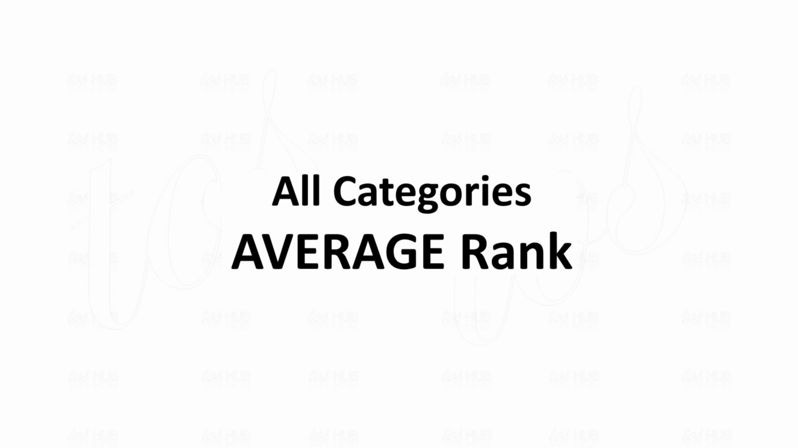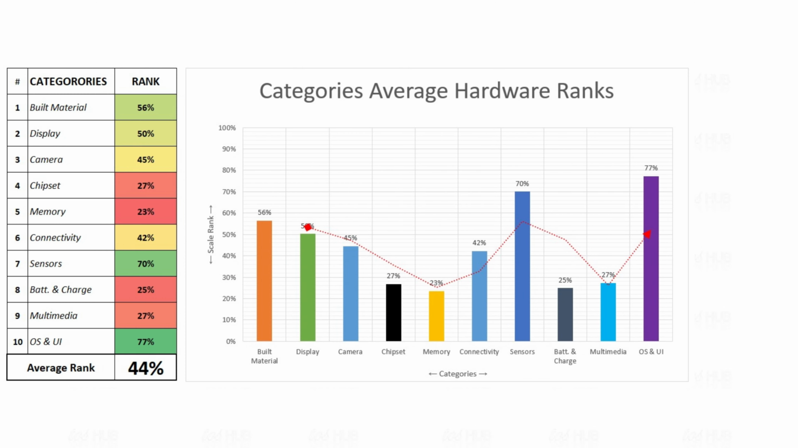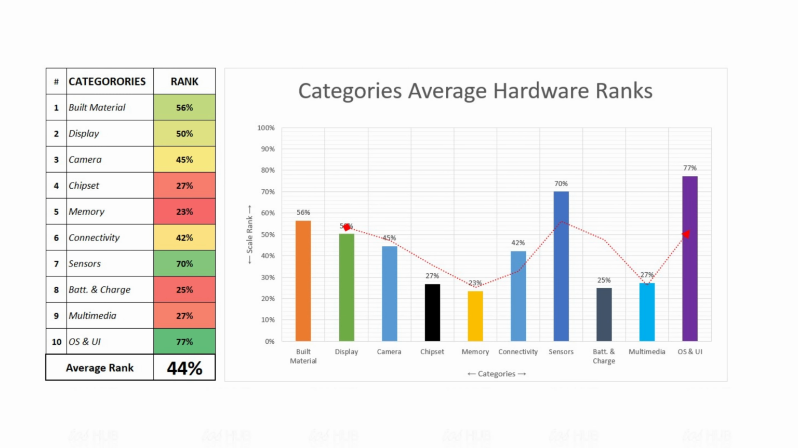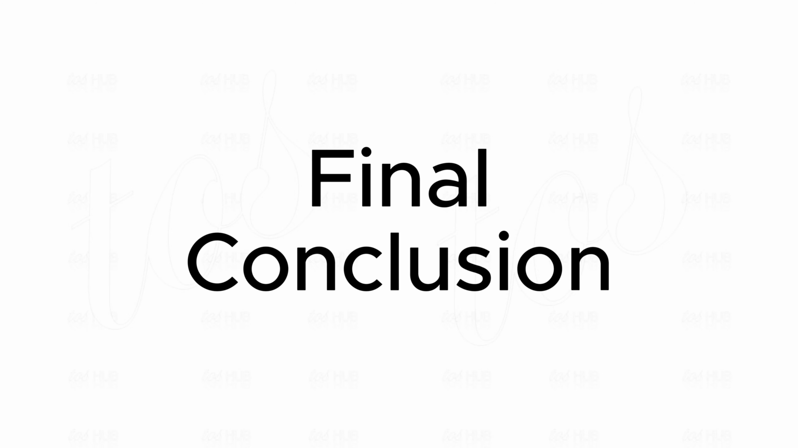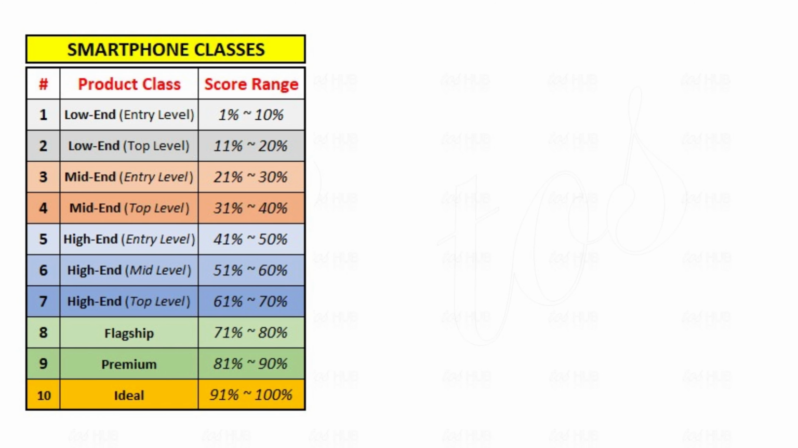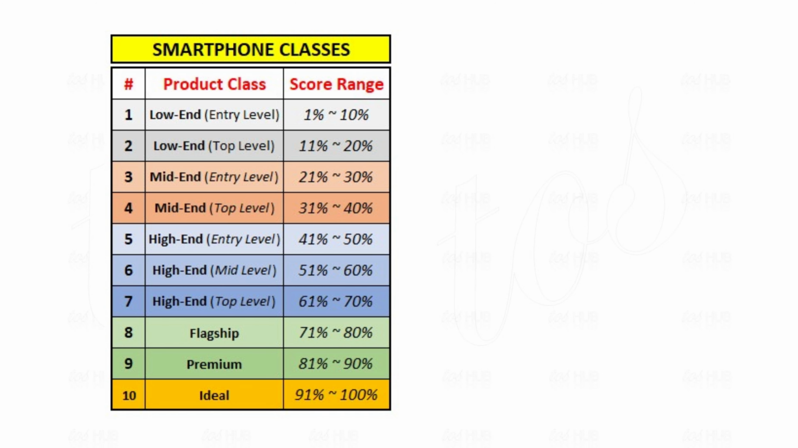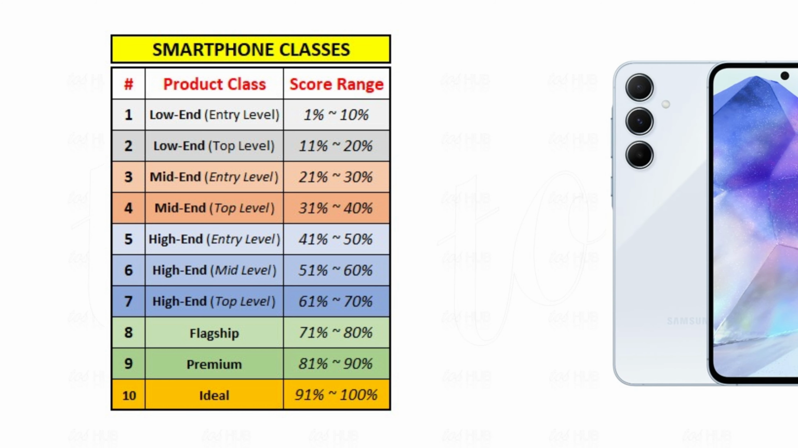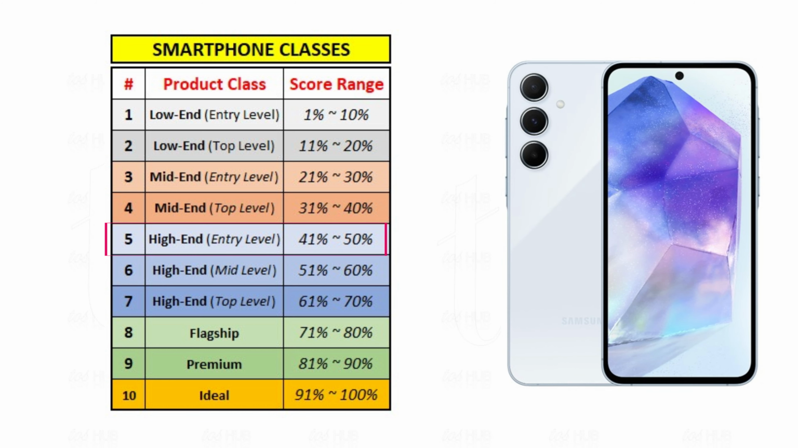All categories average rank. By combining all categories, the average score is 44%, which means the Samsung Galaxy A55 hardware specification value stands at level 44 out of 100. Final conclusion. According to the smartphone class table, the Samsung Galaxy A55 is a high-end, entry-level smartphone device.